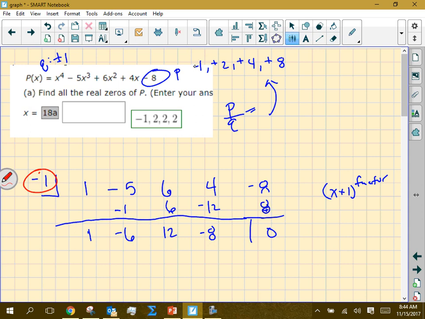Okay? Now I don't know necessarily whether the negative 1 is going to be a double root or not. So I would try that again just to save time. I'm not going to do it because I know it's not going to be a double root. Does that make sense? But then I go to the next one. I go to 2.